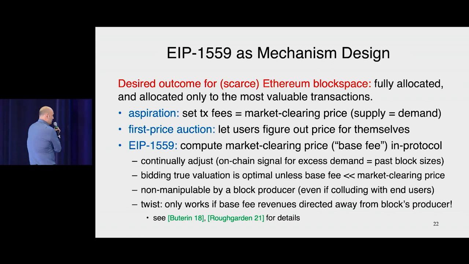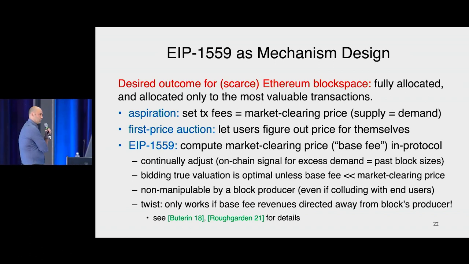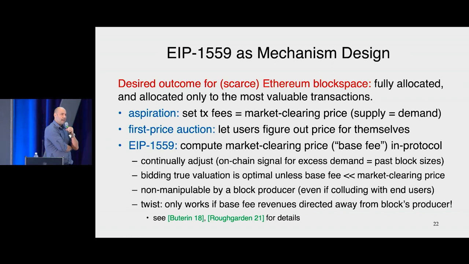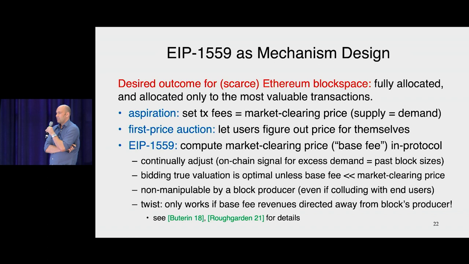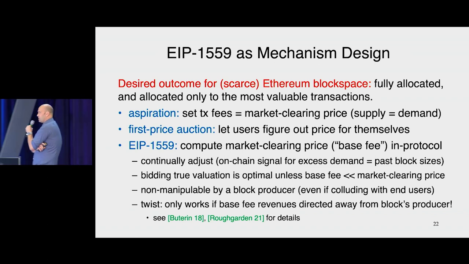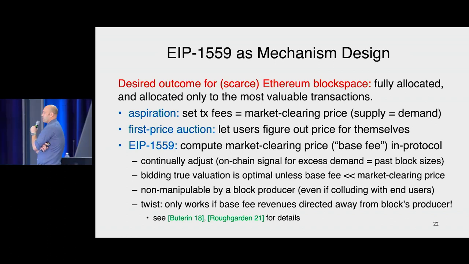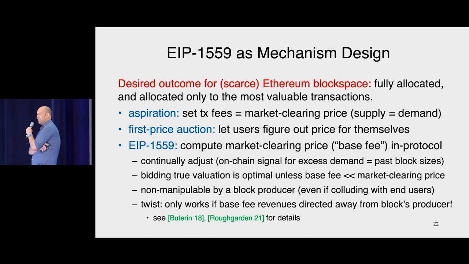So you have to continually adjust the base fee because demand is always changing. You use the sizes of past blocks as an on-chain signal for whether you should be adjusting the base fee up or down. And the good news is that unless the base fee is way off, unless it's way lower than the market clearing price, then in fact it is completely obvious how you should bid in this transaction fee mechanism. Okay, so under normal operations, it's as trivial to participate in as, say, a second price auction.